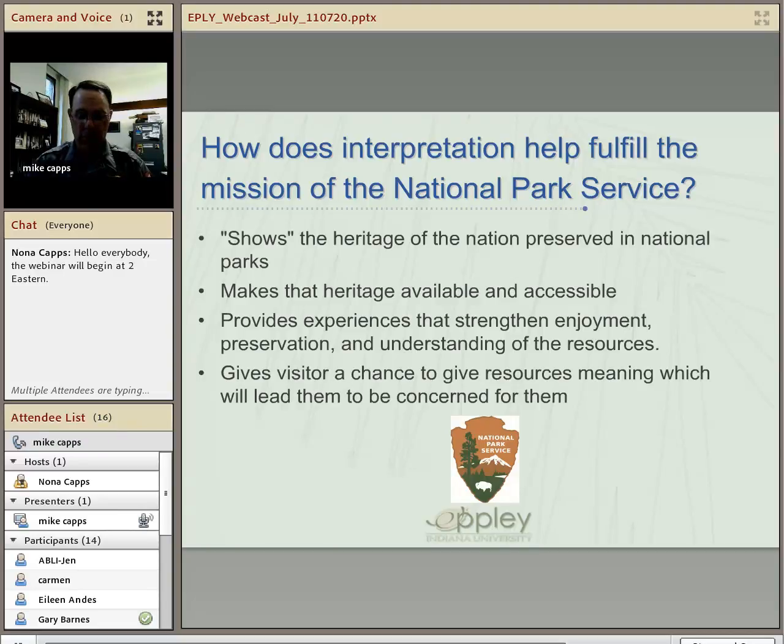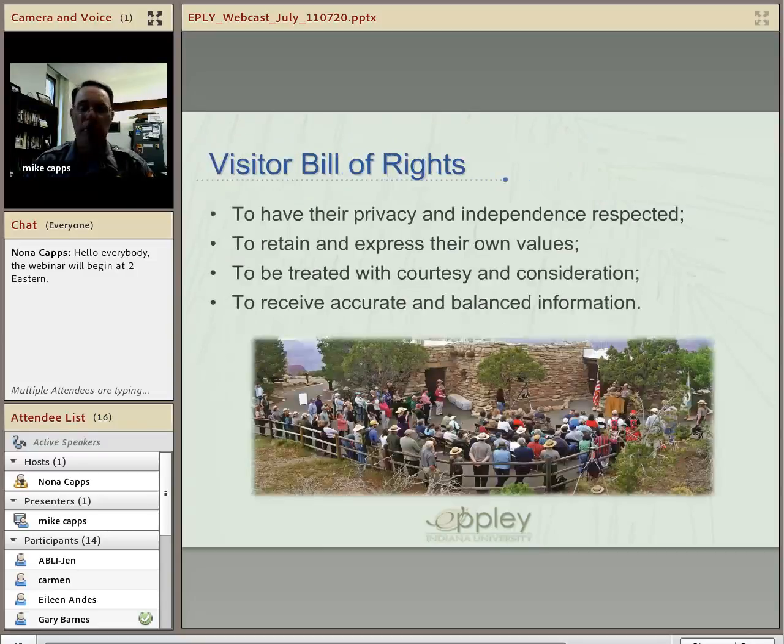Because if the visitors are not concerned about the resources, they're not going to feel as if there is any need to preserve them. So it's really just the seed of resource stewardship that we're going for here. That's our ultimate goal with interpretation. It's not a mere recitation of facts and information, but that we're wanting to kind of plant these seeds along the way.